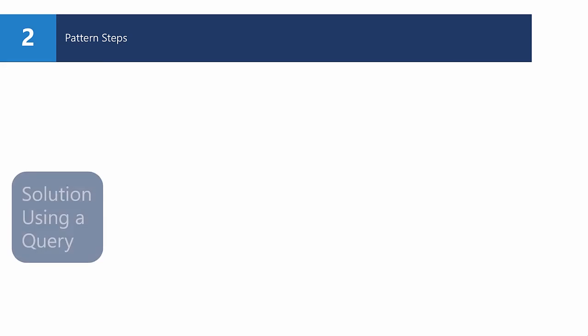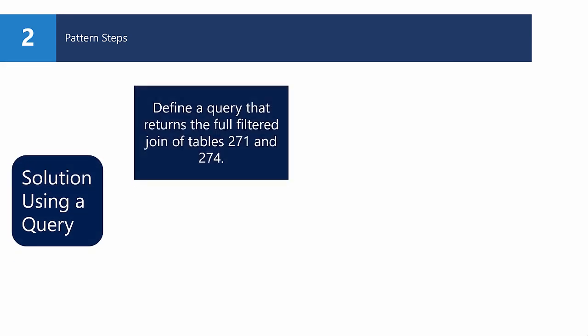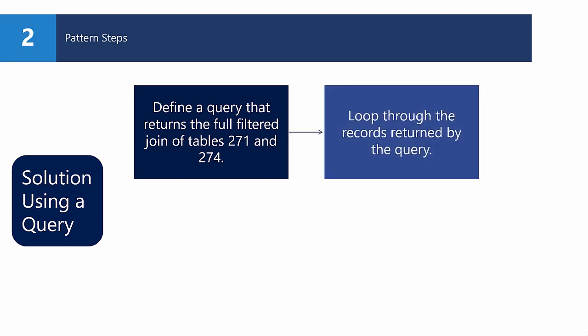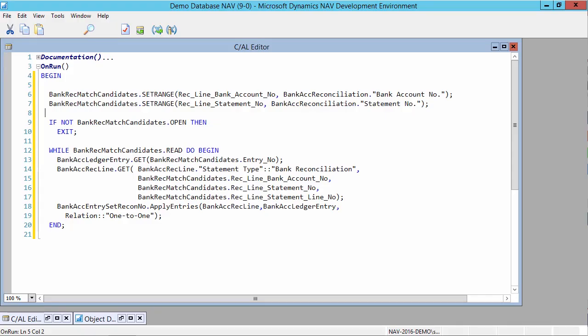So if we are going to go for a solution using a query object, the first thing that we need to do is define the query, which is going to return the full filtered join of our 2 tables. Then we need to loop through the records returned by the query object. And then for each record which is returned, decide if it represents a solution, and if yes, connect the 2 table records. If you have a look at a code example of this solution, what we need to do is run our query. In this case, we can see this using the open function.